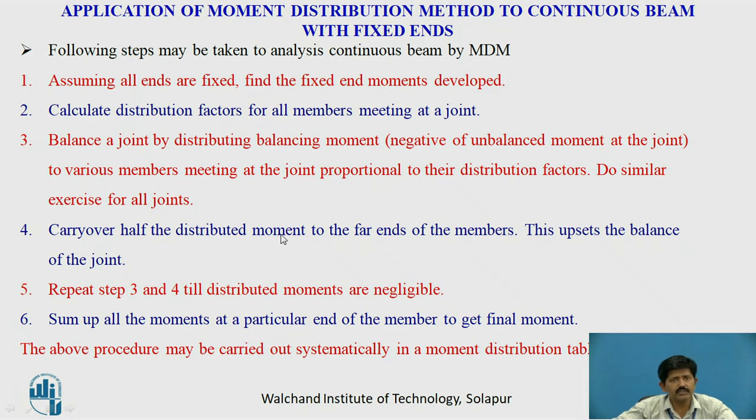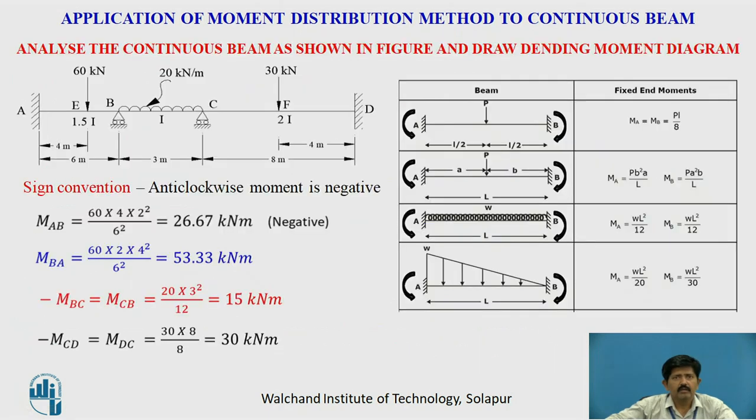Carry over half the distributed moment to the far end of the member. Repeat steps 3 and 4 till the distributed moments are negligible. Sum all the moments at a particular end of the member to get the final moments.